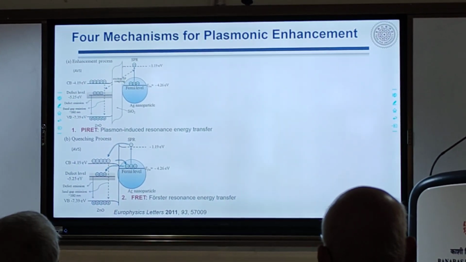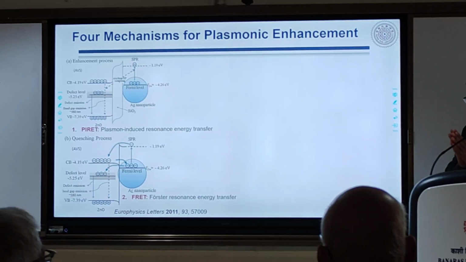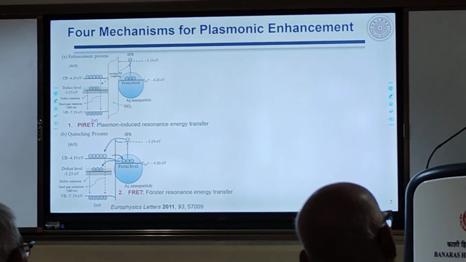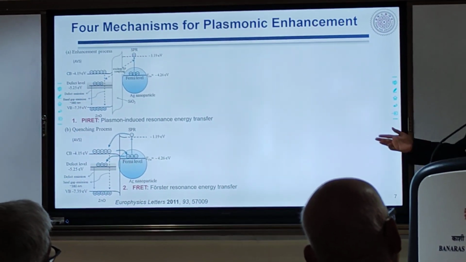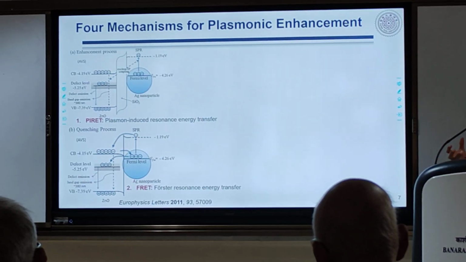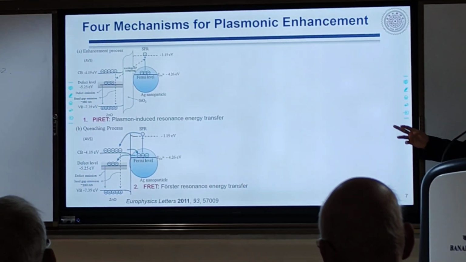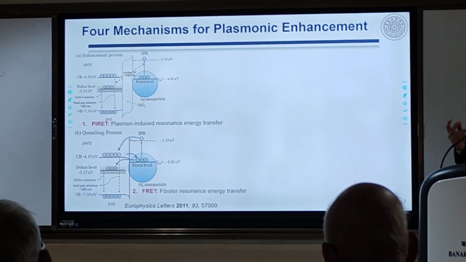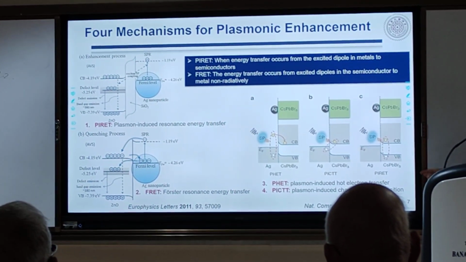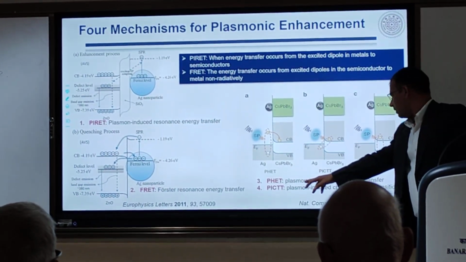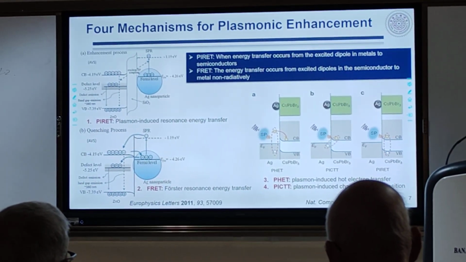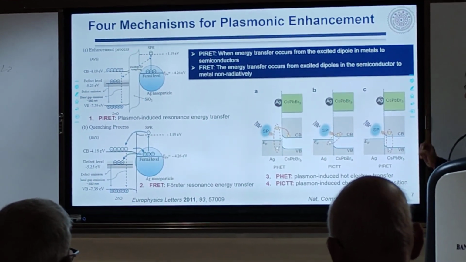However, if the distance between the metal and semiconductor is less than 10 nanometer, that will be the FRET effect. Here energy will be extracted from the semiconductor to the metal. That will be the quenching effect. I will discuss that later in my next work. The other two effects are called the PHET effect, plasmon induced hot electron transfer, and also plasmon induced charge transfer transition.